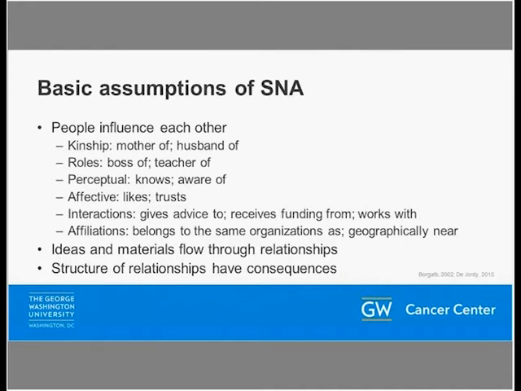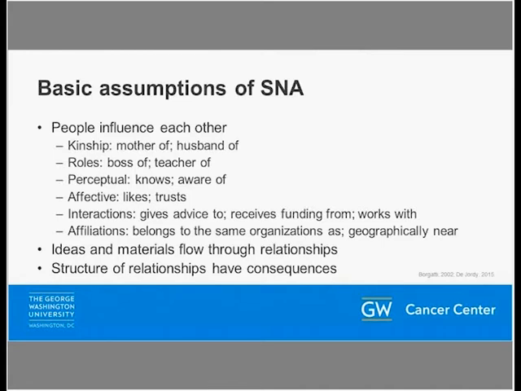And there are interactive differences, so maybe you give advice to certain people but not others, or receive funding from certain grantees but not others, and work with different individuals within your organization but not others. And there are also different types of affiliations that influence who you work with and the types of relationships you have with them. So you could be in the same organization and working together, or you could be, by association of geography, working together as well.